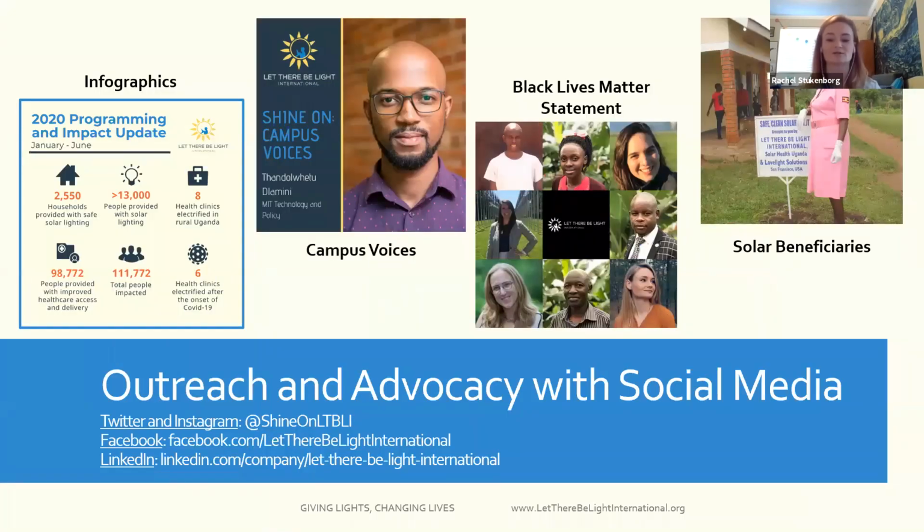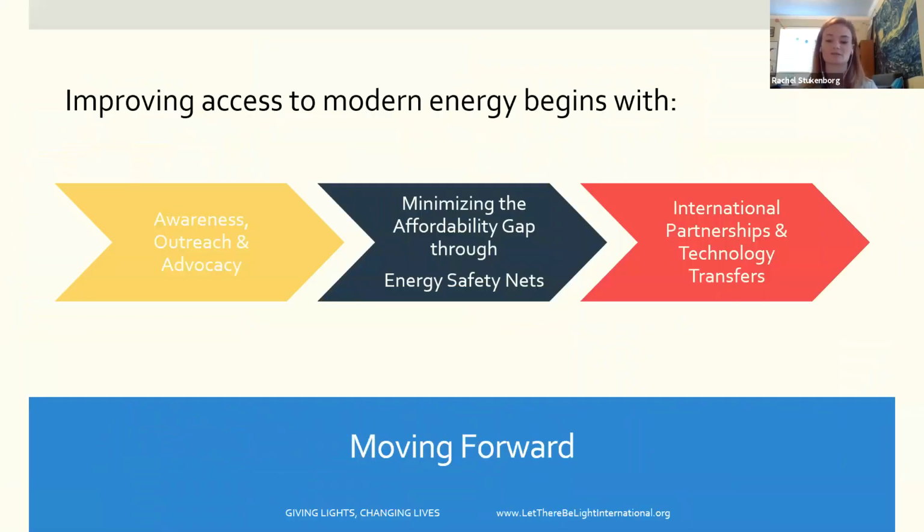Let There Be Light International also utilizes social media to promote awareness. And as an intern, I've primarily been working on outreach through social media by creating content like this. We use social media to convey collected data from our partners, tell stories of recipients, and then give a voice to people in the field and why it's important. Overall, Let There Be Light International works to create sustainable change for vulnerable people affected by energy poverty. And Let There Be Light International contributes to alleviating energy poverty through getting through the barriers of awareness, affordability, and technology.